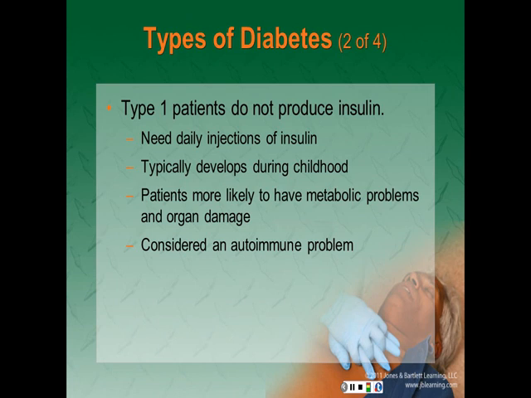Patients are more likely to have metabolic problems and organ damage like blindness, heart disease, kidney failure, and nerve disorders. It is considered an autoimmune problem because the body is allergic to and destroys insulin-producing cells of the pancreas and endocrine glands.